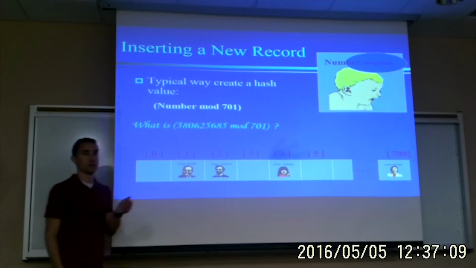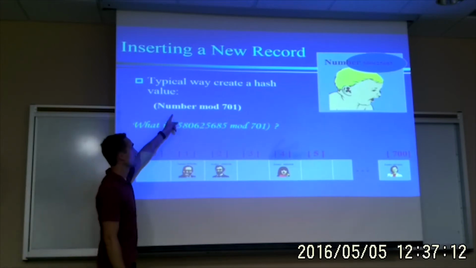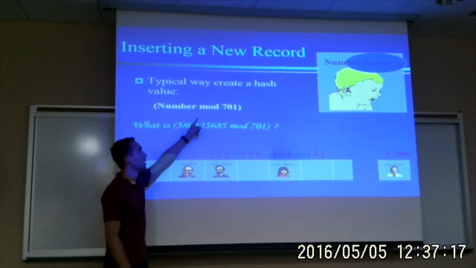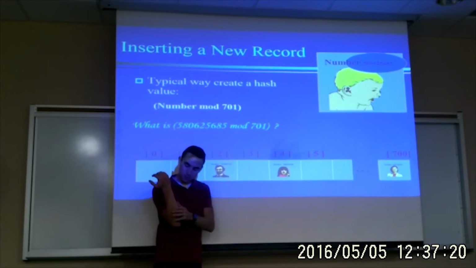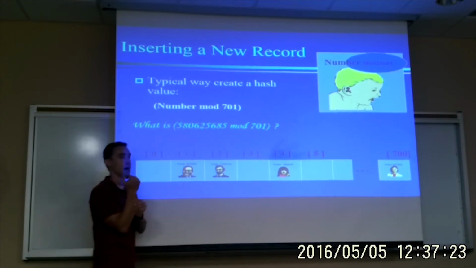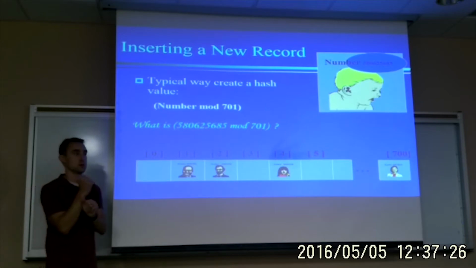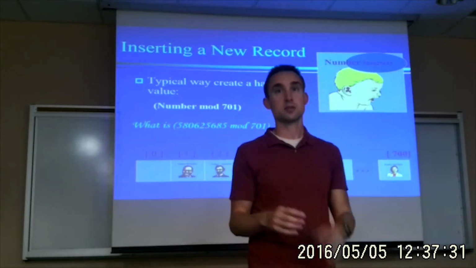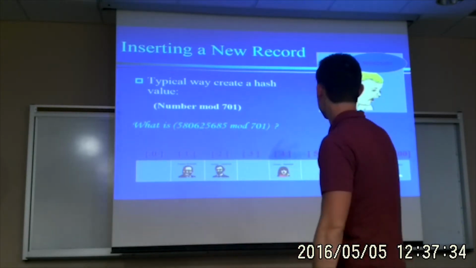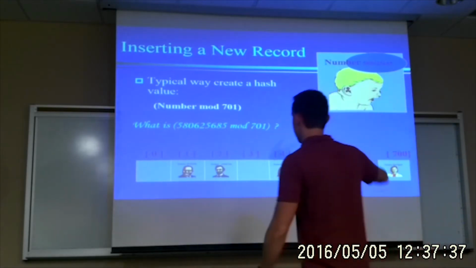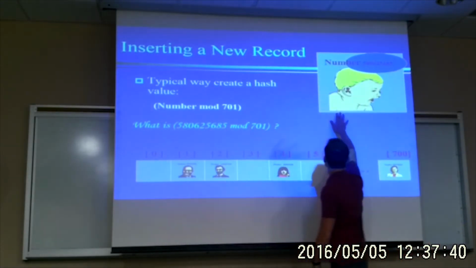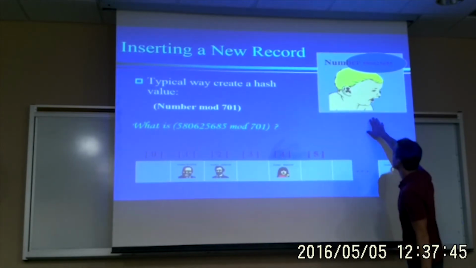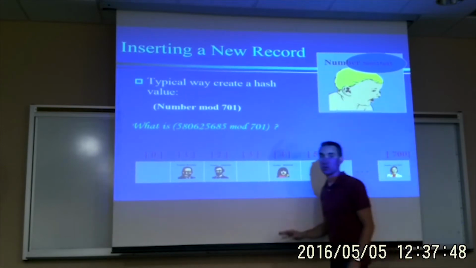Now the formula for the division method is very simple. It's key, which is the unique identifier, key mod size. That's the formula. So you take whatever that object's unique identifier is. In this case, it's the number 580-625-685. That's this baby with really yellow hair. Looks like he might be out of Chernobyl.